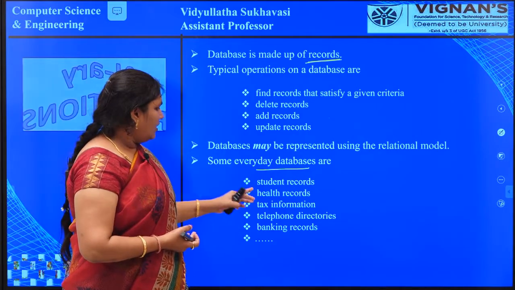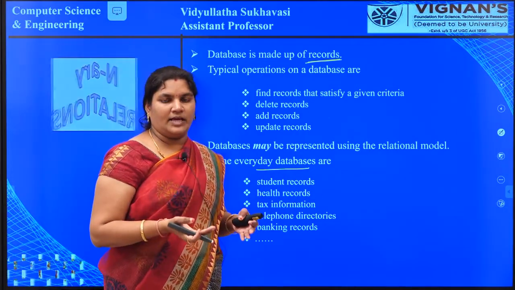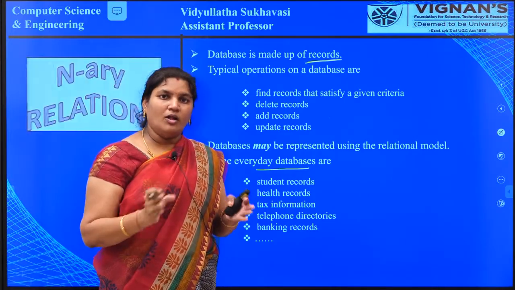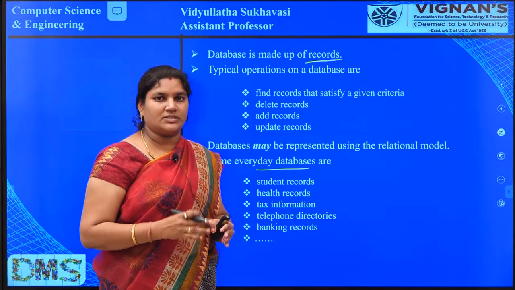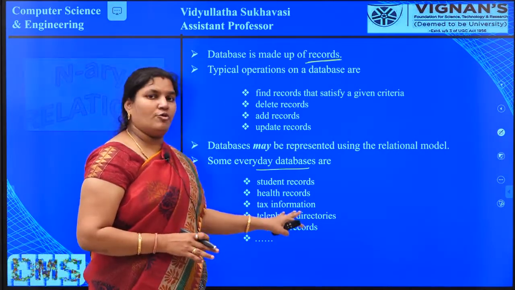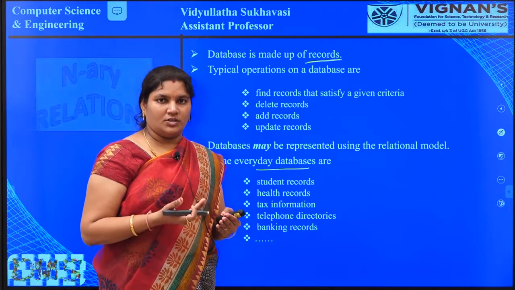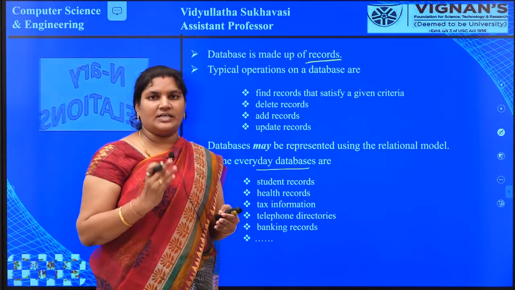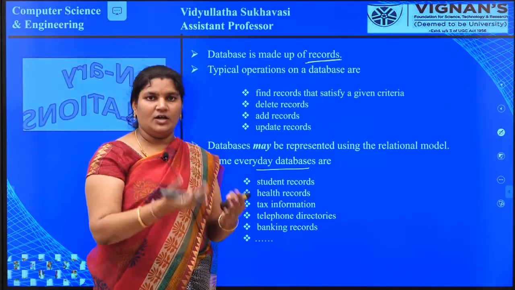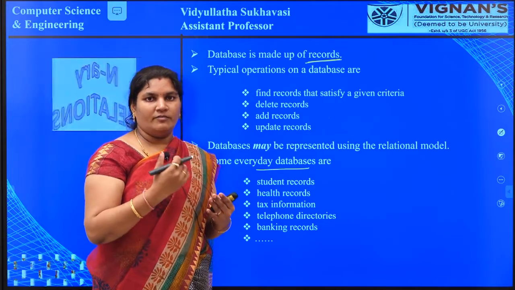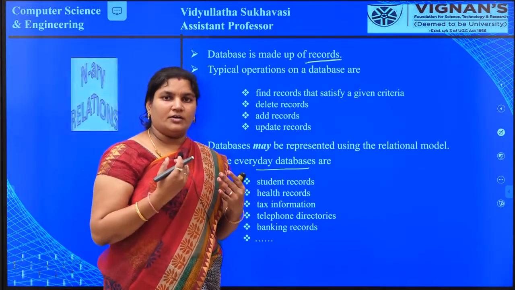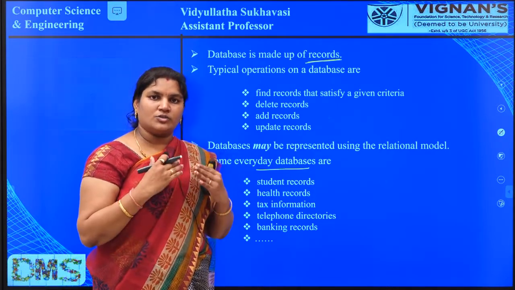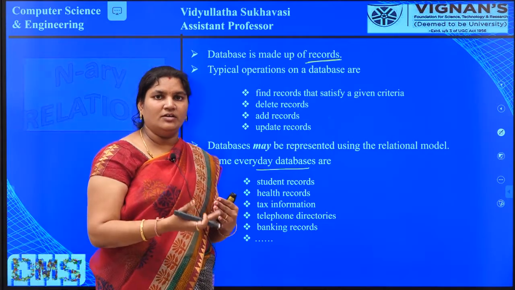Student records: many students will be there in our university. Every student record will be considered one record, and all that information will be stored in one database, like a student database. Next, health records: many people approach hospitals in our daily life. Every patient's information will be considered one record. Each patient will have one problem, and those problems will be recorded in a system. Each patient record will be considered one data item, and those n number of patient records will be stored in a database.